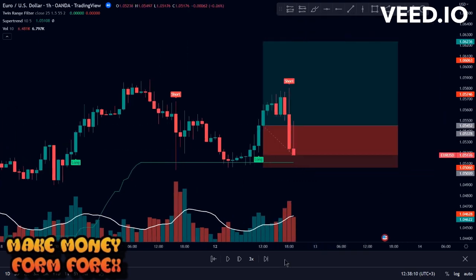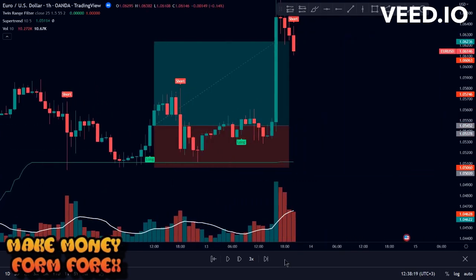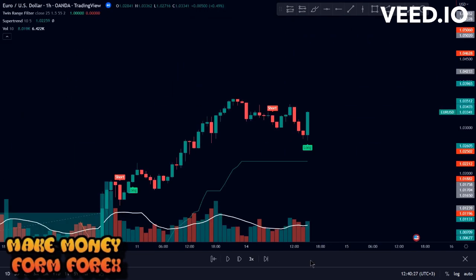We let this trade run and full TP. Now here's another example. As we can see here, the super trend indicator was colored green and the price was trading above it. The volume bar of the volume indicator was above the moving average, you know, this guy right here. Finally, the twin range filter issued a long signal.